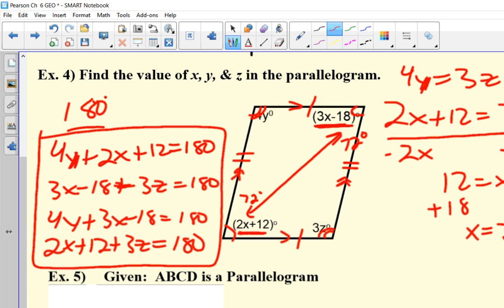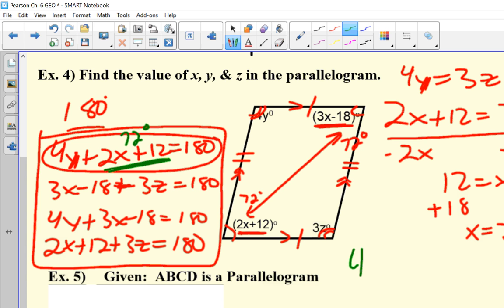Now what I could do is I could go back and let's use this one now. Same side interior angles are going to be supplementary in a parallelogram, and I already know that 2x plus 12 gave me 72 degrees. So let's substitute that in and go 4y plus 72 equals 180. Okay, subtract 72 from both sides. I get 108. And I'm going to divide both sides by 4. y equals 27. Okay, so now I got x and y, and I got z.